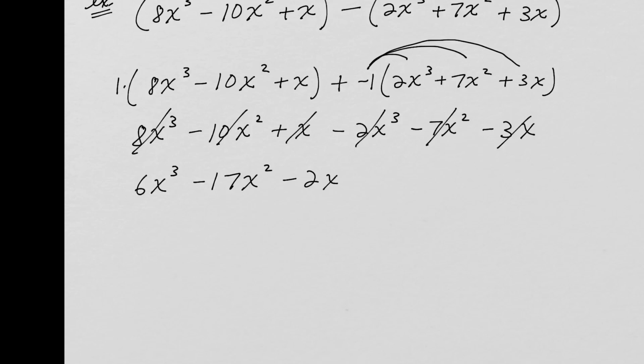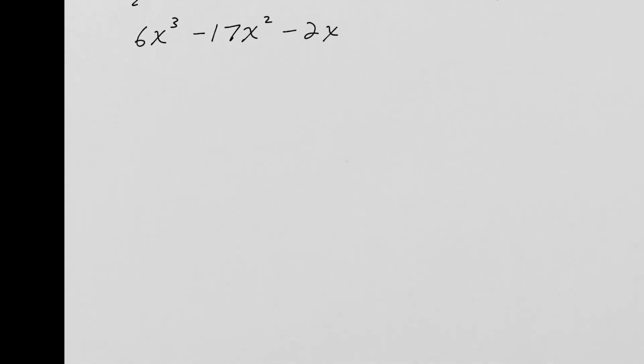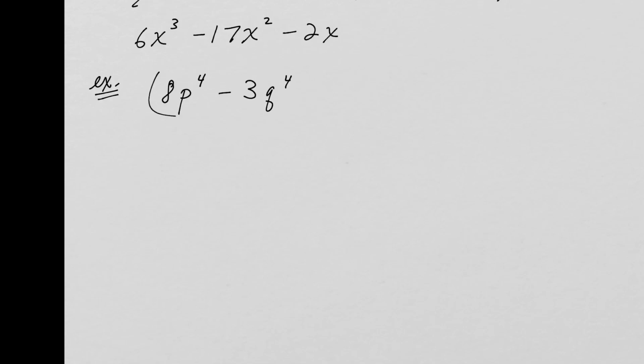Okay, let's do some more examples of this. Let's say I have this now. Let's say I have 8p to the fourth minus 3q to the fourth. So that's my first polynomial. And I subtract p to the fourth minus 7p squared q squared plus q to the fourth. That's the polynomial I want to subtract.